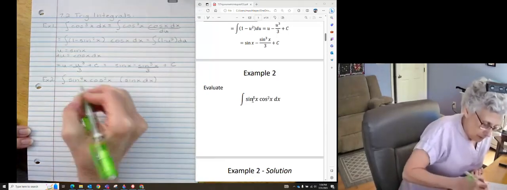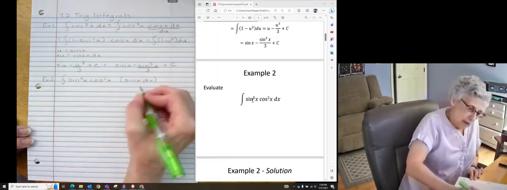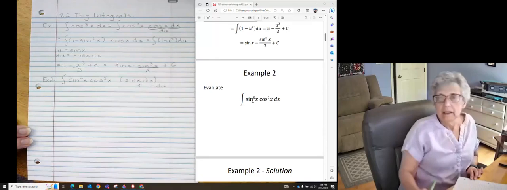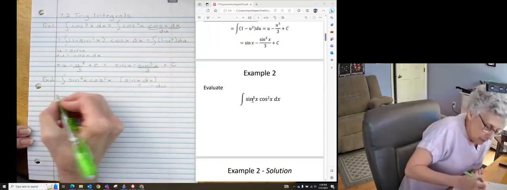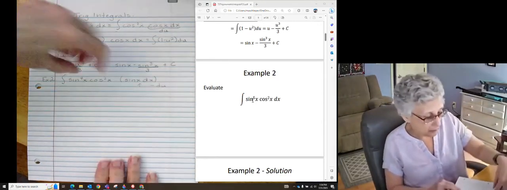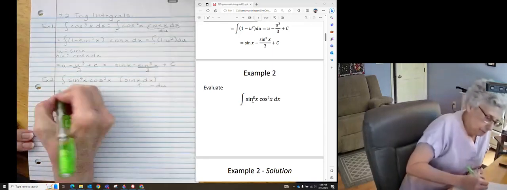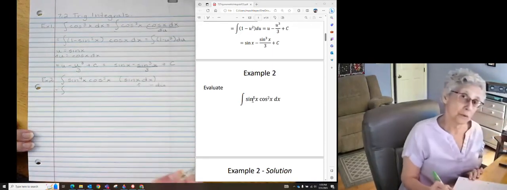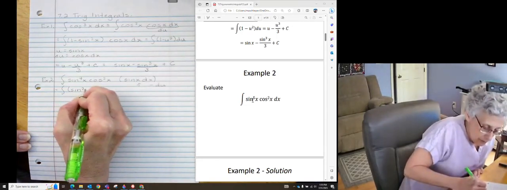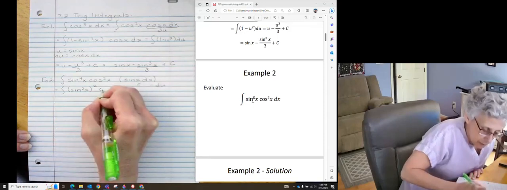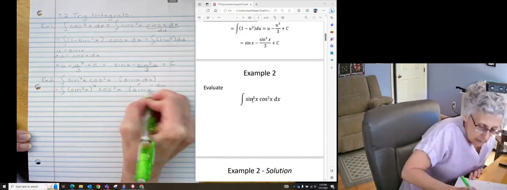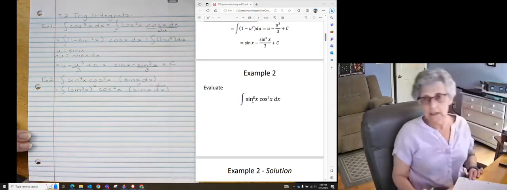This one's going to be a little trickier because the derivative of cosine is equal to negative sine. So I want this to end up being negative du. I'm going to let u be equal to cosine. That means I need nothing but cosines over here. But I know the rules of exponents. I know that sine to the 4th is just sine squared, squared, times cosine of x times sine of x dx.